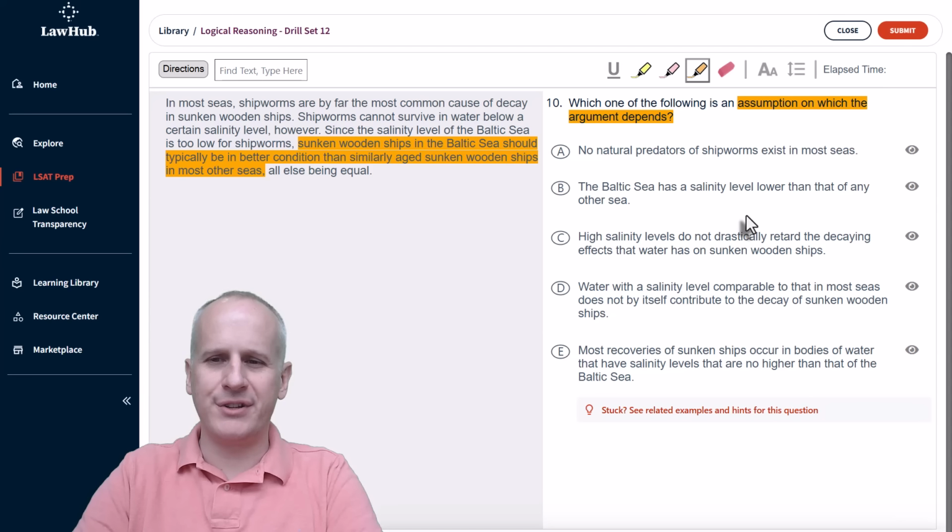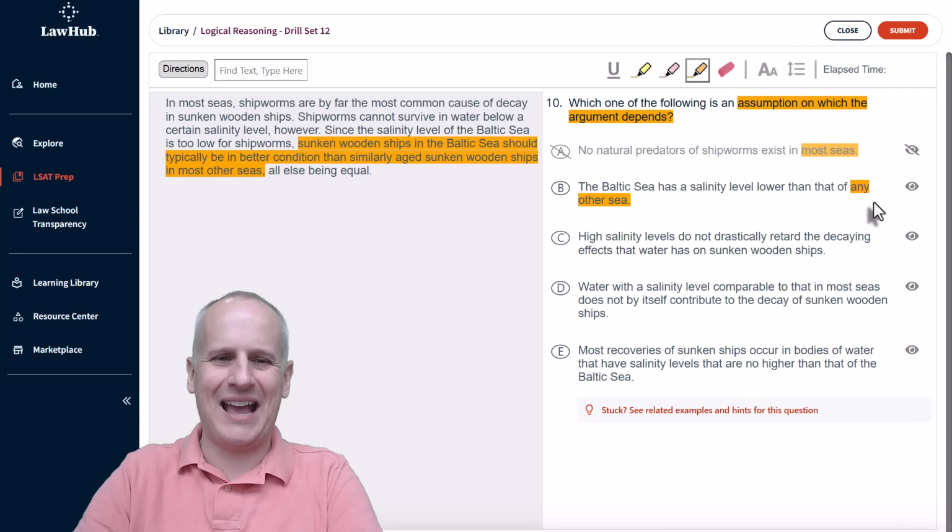So starting with choice A: no natural predators of shipworms exist in most seas. Wonderful. Does that include the Baltic Sea or not? I have no idea. This needs additional information. That goes away immediately. Then, choice B: the Baltic Sea has a salinity level lower than that of any other sea.